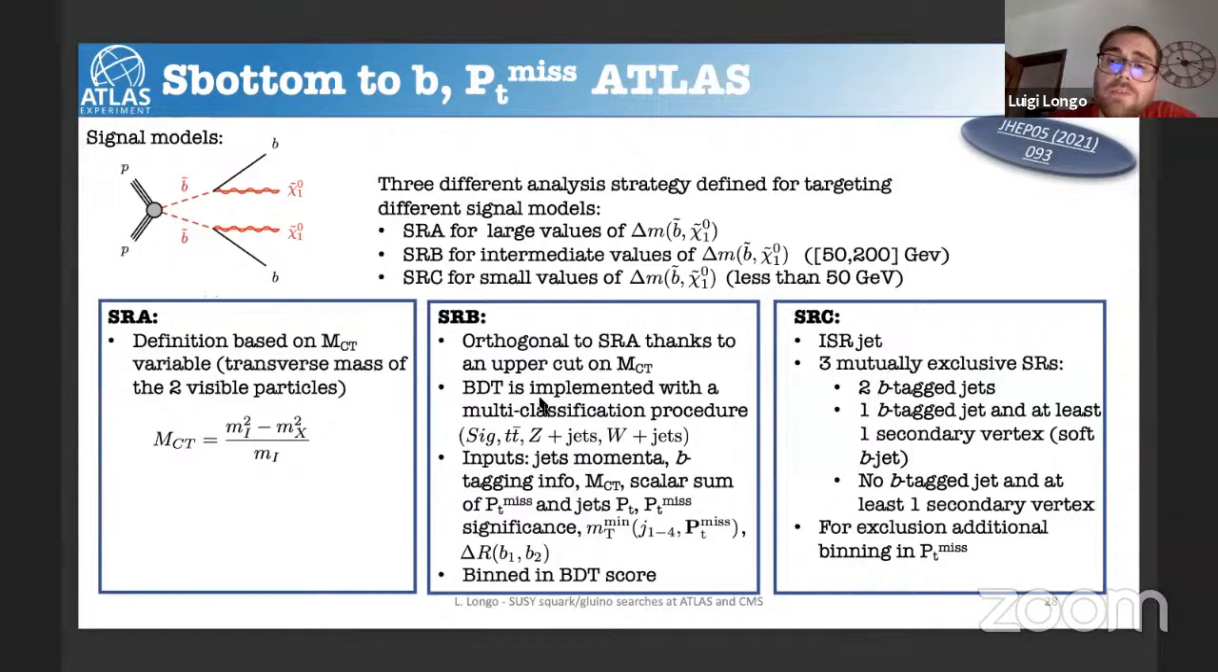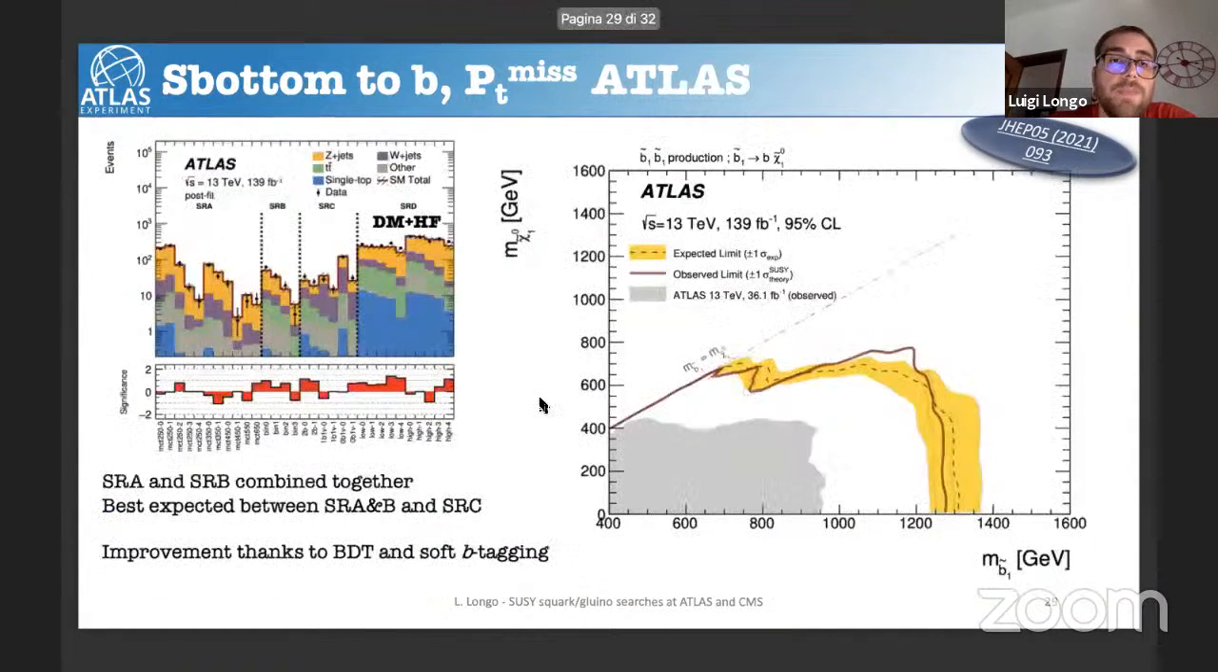And then for exclusion, there was considered binning in missing transverse energy. Here on the left, you can see the plots for the three signal regions that have been considered, with the various bins. And then there was again no significant excess. So for this reason, in the end SRA and SRB were combined together, and the best expected being the combination of SRA and B and SRC were selected for the final exclusion plot. This is shown here on the right, where you can see the increase in the sensitivity.